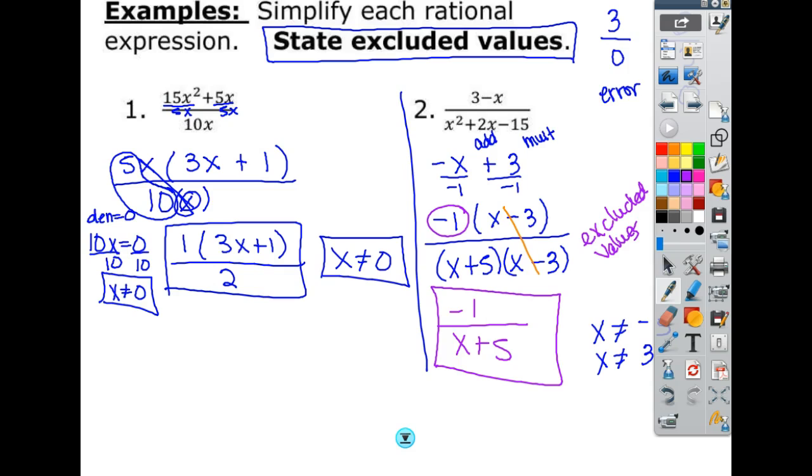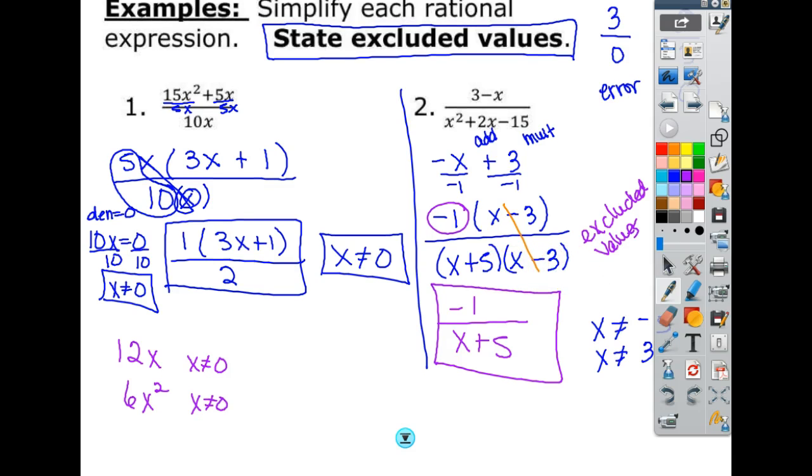Yeah, you can't have a negative 5 there, and you can't have a positive 3 here. Okay, the opposite signs. But when it's like a 10x, or if you had a 12x, x, on the bottom of the fraction, x couldn't be 0, right? If you had a 6x squared, x couldn't be 0. But if it has a plus or minus sign, you do the opposite signs. Okay, so we're not going to work all of these examples today because I don't think y'all need that.